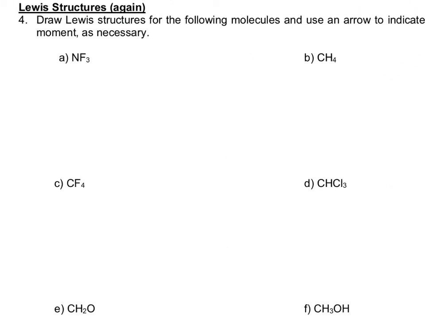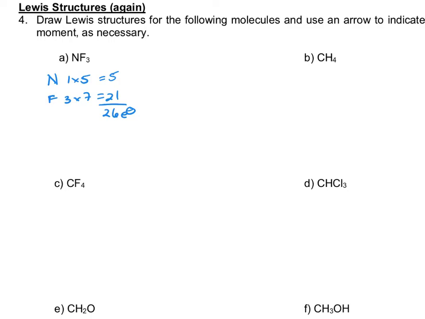So our first example here is going to be NF3. The rules are the same as we saw on the previous video. So we've got one nitrogen. It's in column 5, so that's going to bring 5 electrons to the party. We've got fluorine. We've got 3 of those. It has 7 electrons, so that's 21. That's a total of 26 electrons.